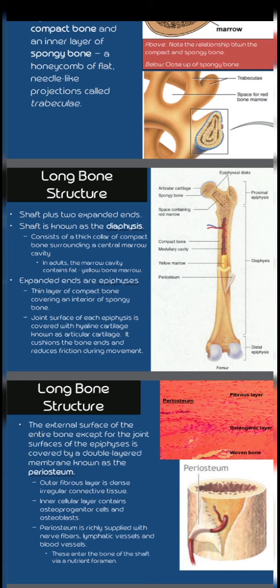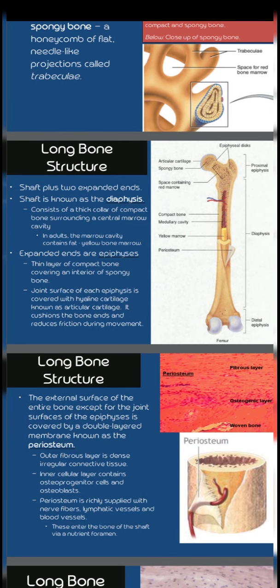And now let's talk about the expanded ends or epiphyses. Epiphyses consist of a very thin layer of compact bone, and the most part of epiphyses is composed of spongy bone. The surfaces of the epiphyses are covered by cartilage, that is hyaline cartilage, and this hyaline cartilage is known as articular cartilage.